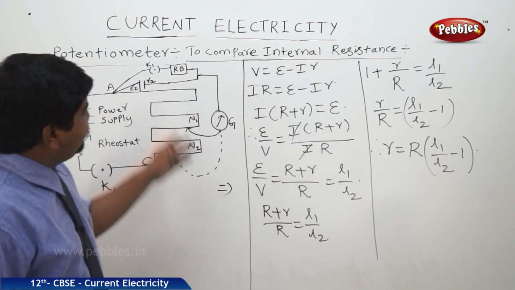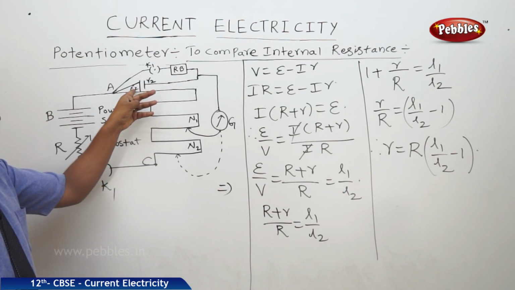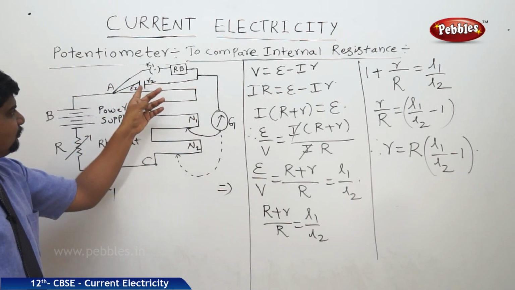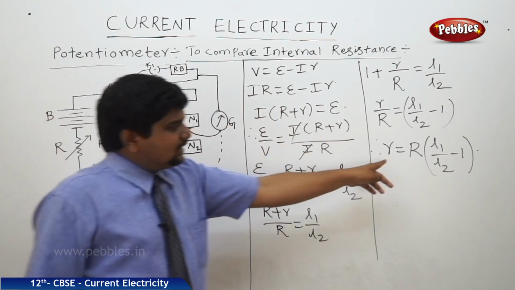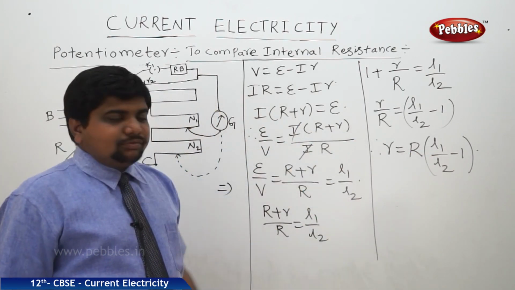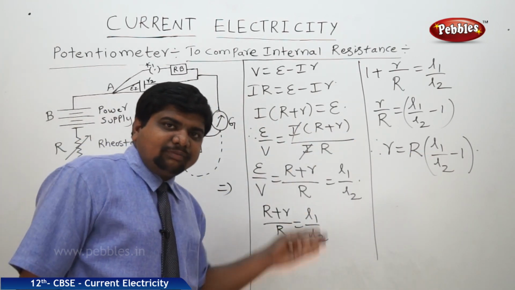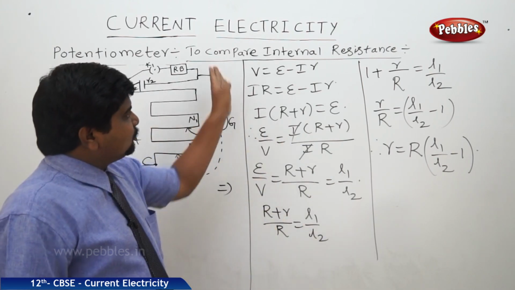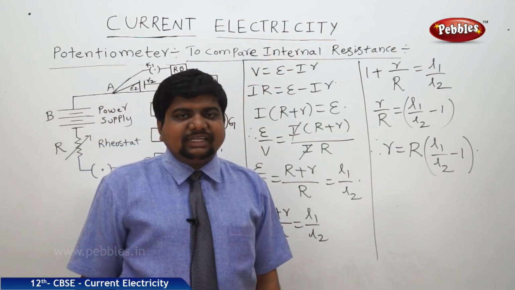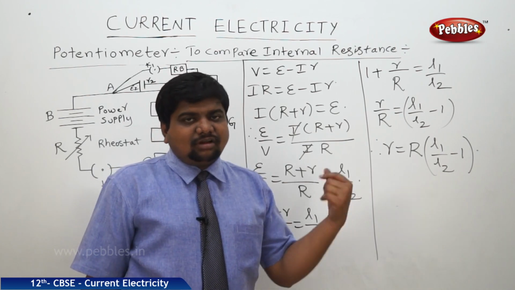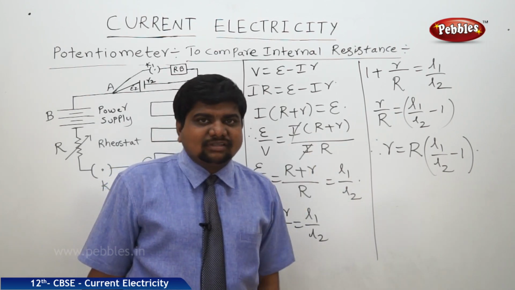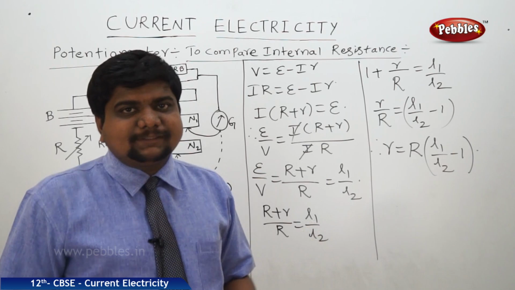With this help, next, in place of E we can place another cell of EMF E1. Then you will get the same equations. Then we can find out the ratio of small r1 by small r2. Like this, we can find out the comparison of internal resistances. These are all the examples and applications of Kirchhoff's laws.